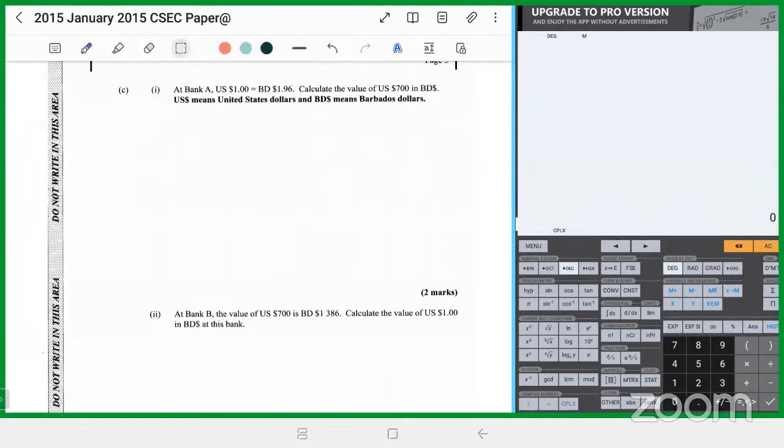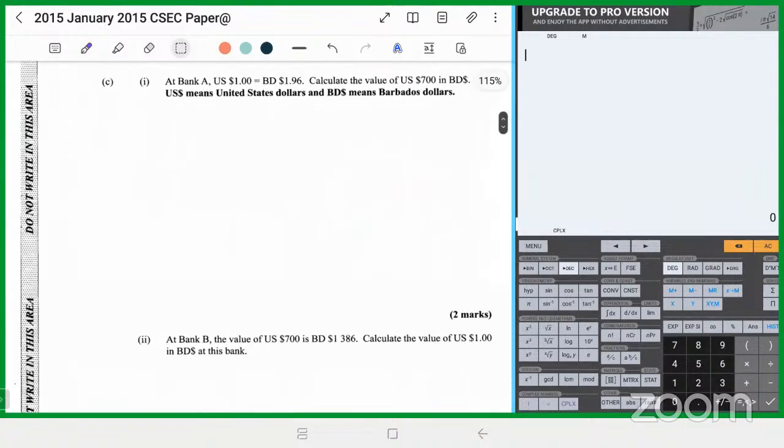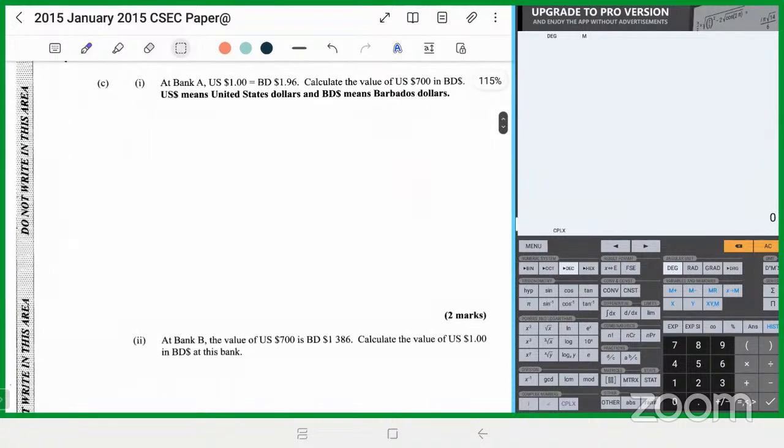All right, so we're going to do the exchange rate as a ratio question, because the ratio is US to Barbados dollars. They say at Bank A, US $1 is Barbados 196. The BD means Barbados. It says calculate the value of 700 US dollars in Barbados dollars. So I want the one side to become 700. Let me set it out. This one is easy, you multiply by 700 and you're good, but let me show you how to do it as a ratio.